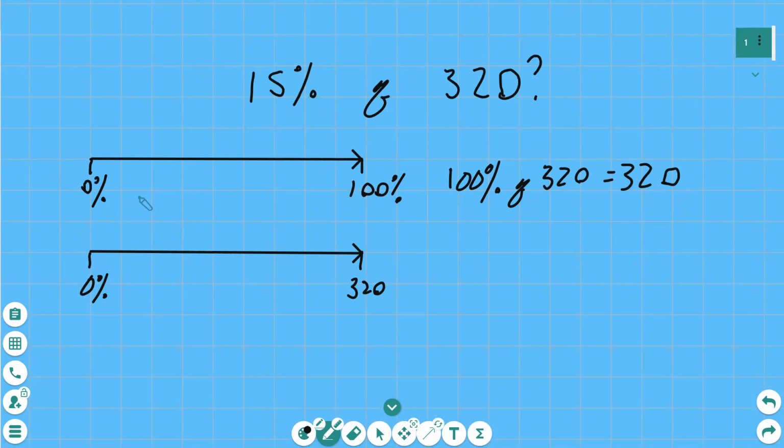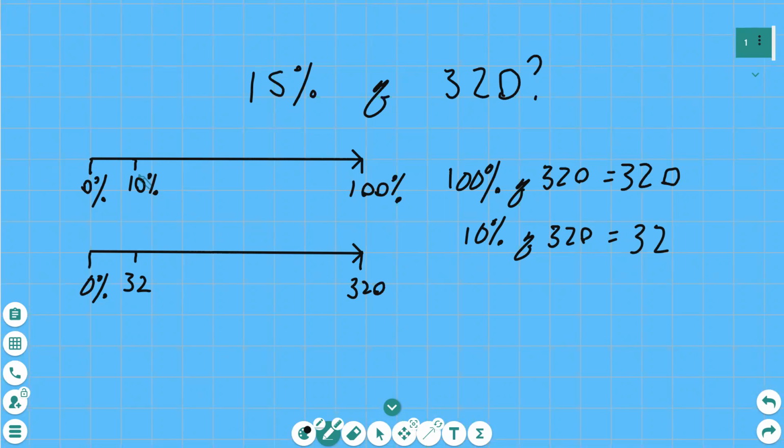Now let's do what we've done before, which is find 10%, which in this case is going to be 32. 10% of 320 is 32. Okay, so now we don't want 10%, we want 15%, don't we? But what we can do is when they want a number like 15%, we can find the building blocks of 15% and add them together.